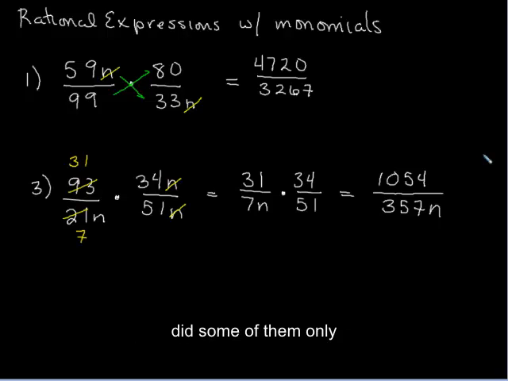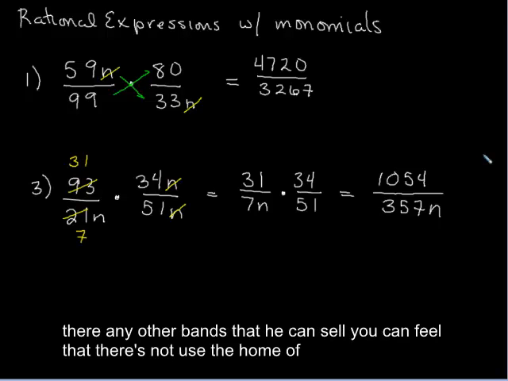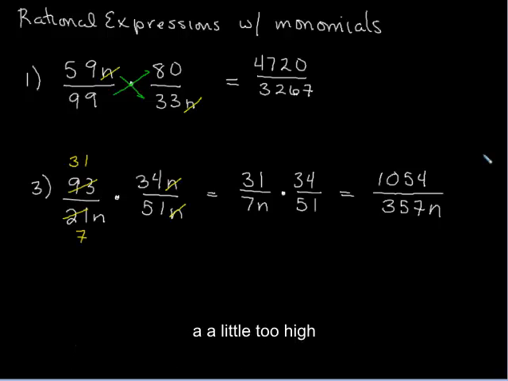Now, what about number 2? Okay. Well, if you look in there, if there are any other n's that can cancel, you cancel. If there's not, you just leave them. Okay, let's go to the ones with polynomials.